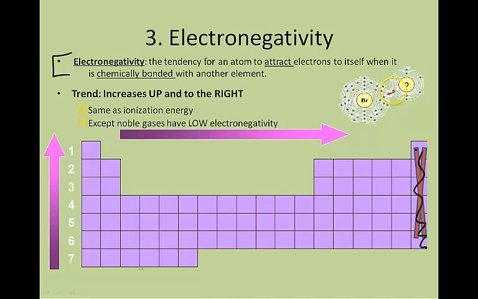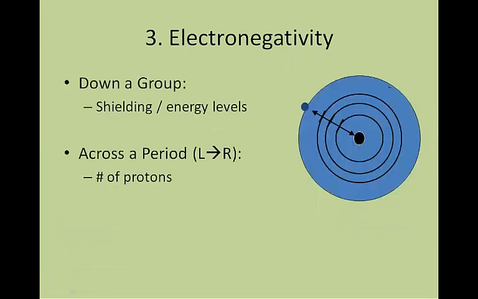So like if bromine and oxygen are trying to share some electrons, oxygen has a greater electronegativity because oxygen is here versus bromine being right here. Since oxygen is closer to the top right, it has a greater electronegativity. So it's going to pull electrons more towards itself.